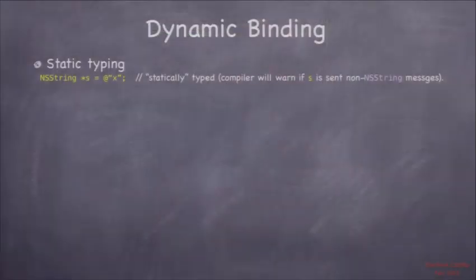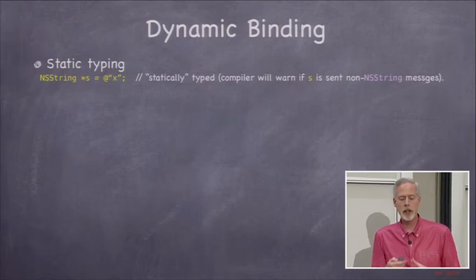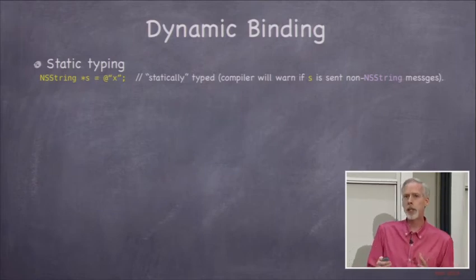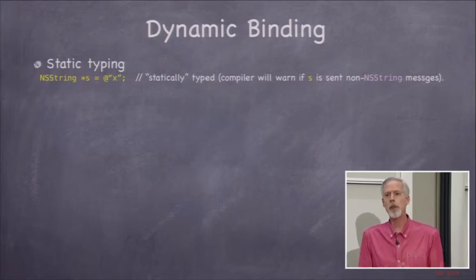And the second way is that a lot of times we will check at runtime. We'll look at that ID pointer and we will check and see if it responds to something before we send it. So you know about static typing. That's the NSString star s equals @x. This is really safe, really good. Nothing bad's going to happen here because the compiler at compile time has a pretty good idea of what you intend, and it will warn you if not.